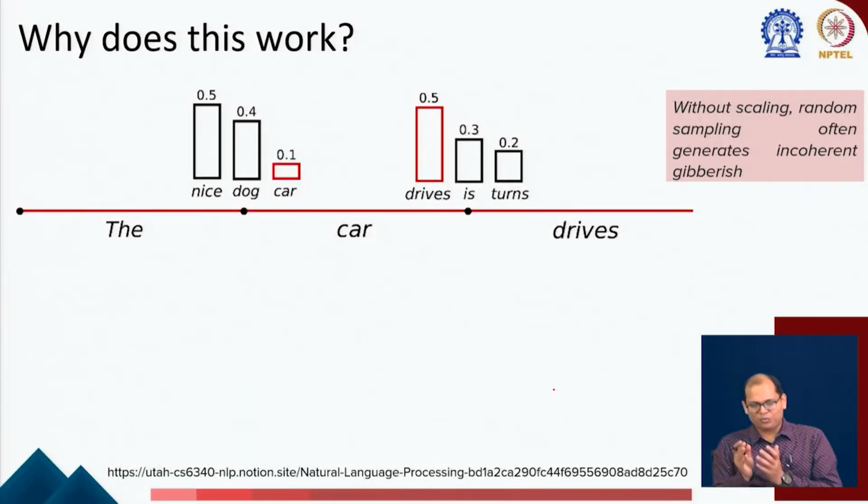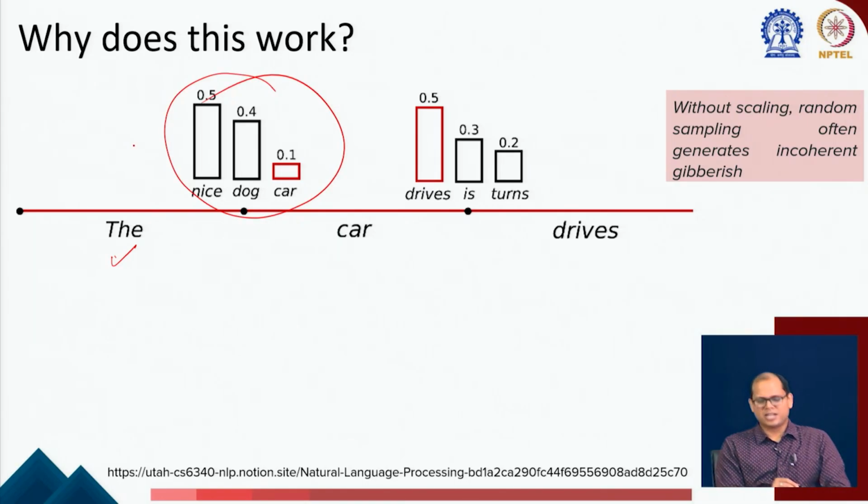So why does that work? Let's take a simple case where you have a probability distribution over 3 tokens. You have the word "the" that you generated first. Next, you have this distribution, let us say the 3 words with the highest probability. In random sampling with temperature 1, so here tau is equal to 1, this is the probability you get after softmax.